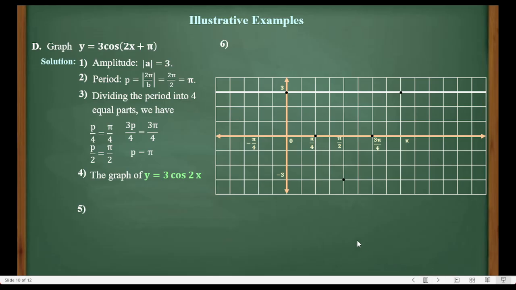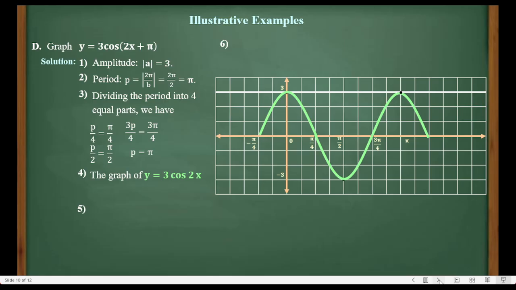Now, as you can see, we have 5 plotted points forming a V formation. You're not going to connect them by a straight line. You connect them using a smooth curve. And right now, let us do that. Okay.